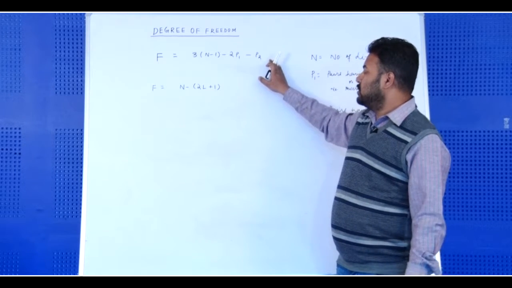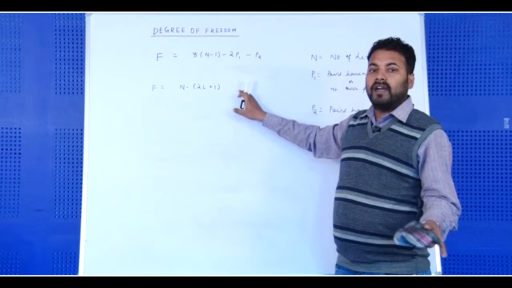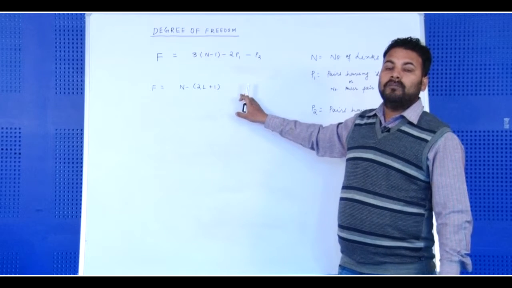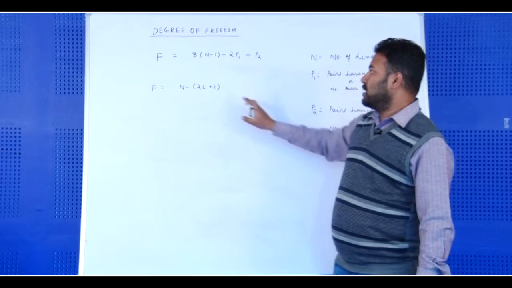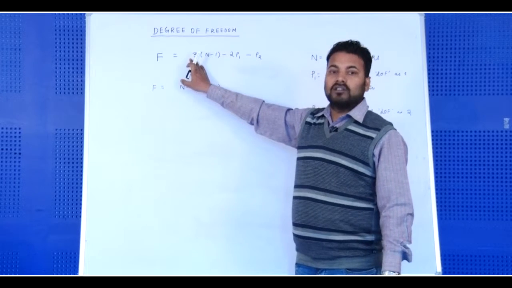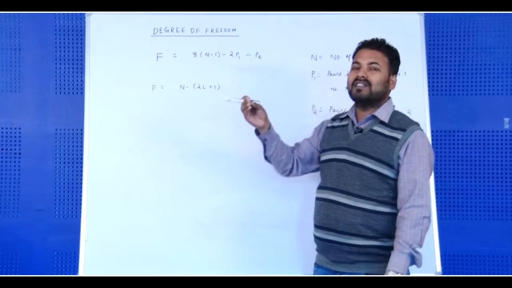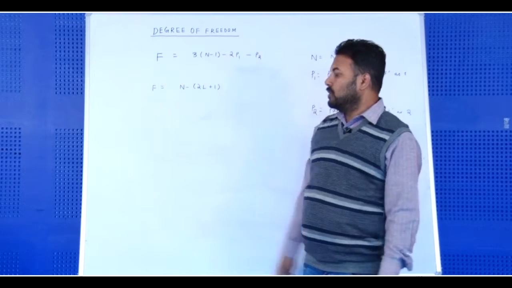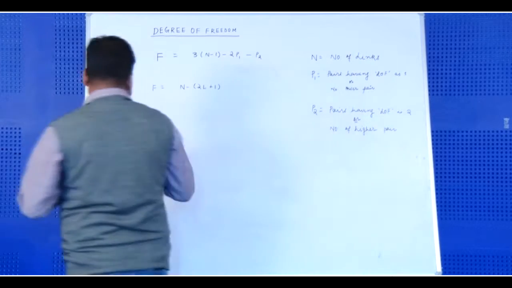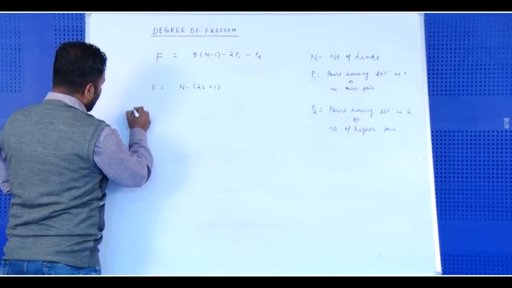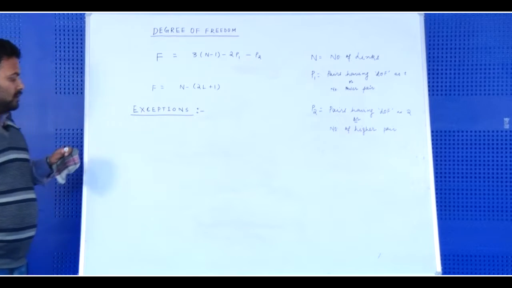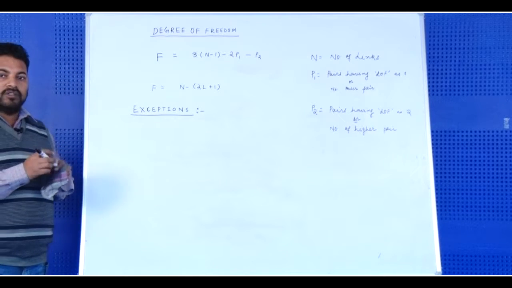These two formulas are used for finding the degree of freedom of a planar mechanism. However, for space mechanism we have to consider 6 degrees of freedom, that is why the formula has a little change by considering the 6 degrees of freedom. Now, we should learn about the exceptions with this formula. These empirical formulas have some exceptions bounded with them.